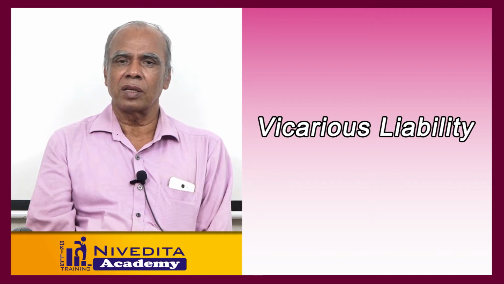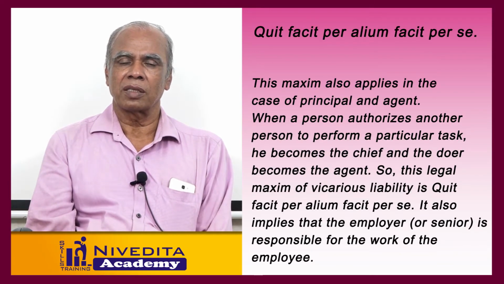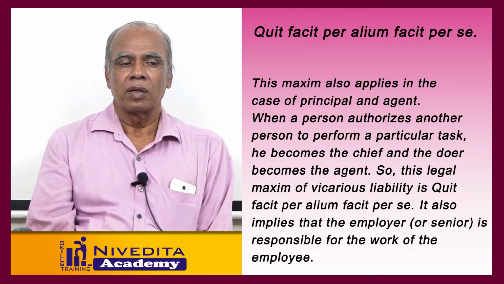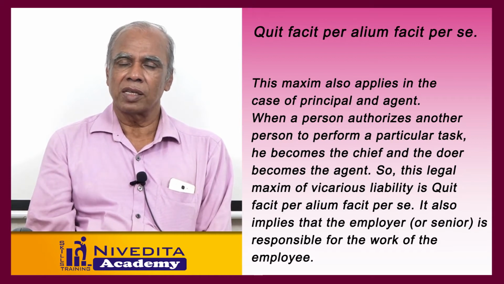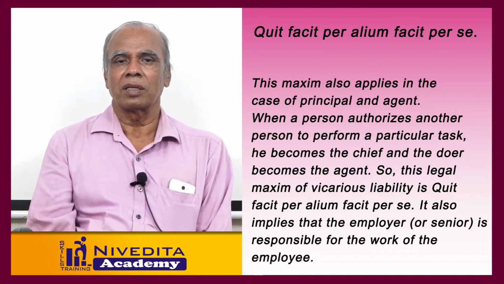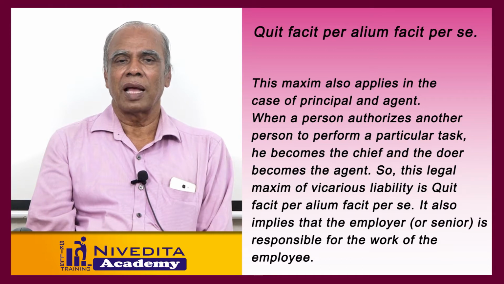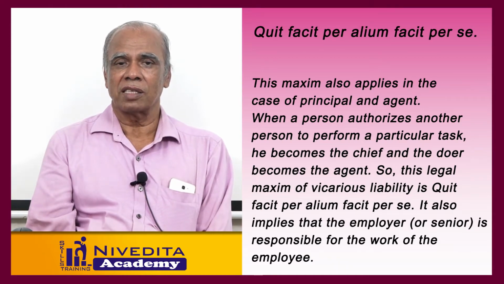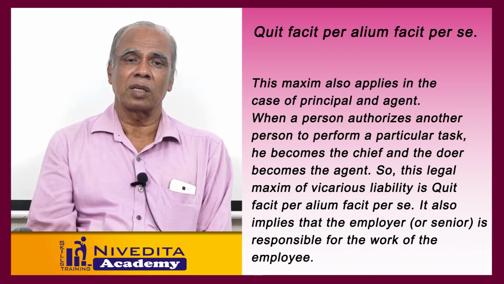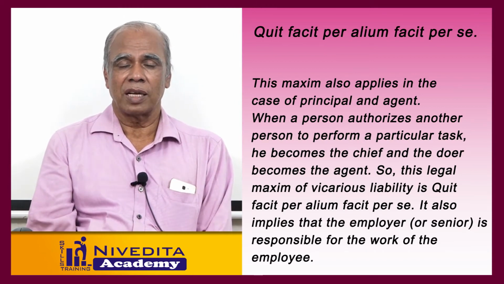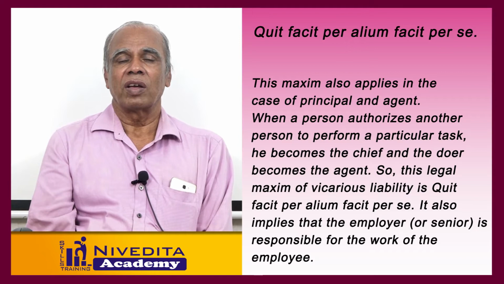Generally, a person who does something wrong, a wrongful act, is liable for the acts done by him. But in certain cases, even if he does not do anything wrong, because of the other person's wrongful acts, this person is also liable. That kind of liability is called vicarious liability.